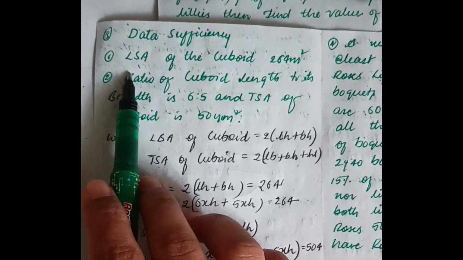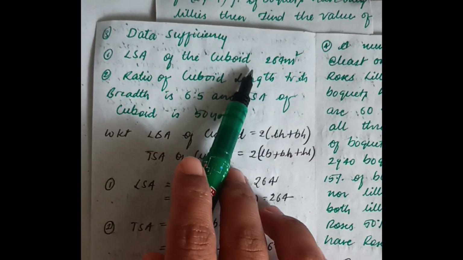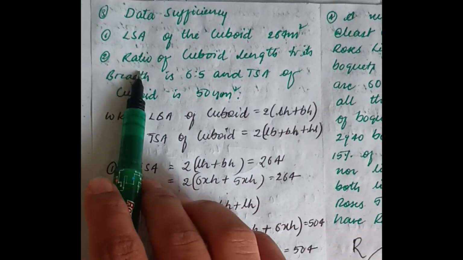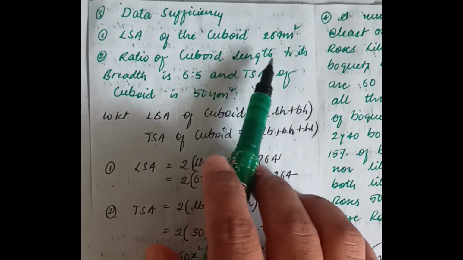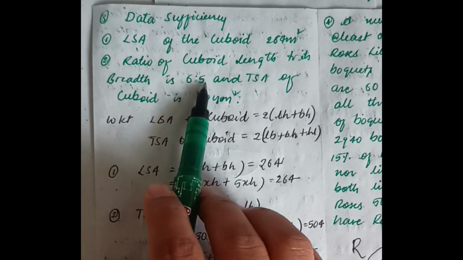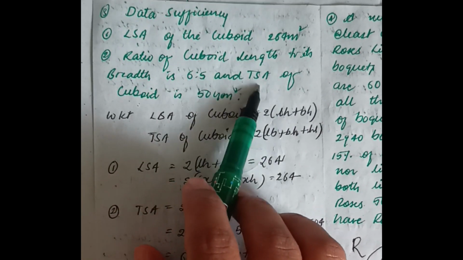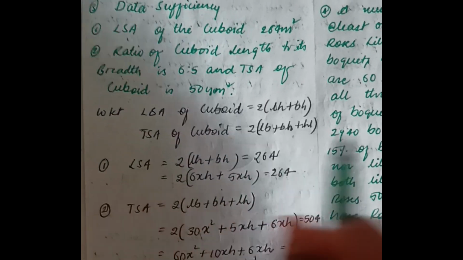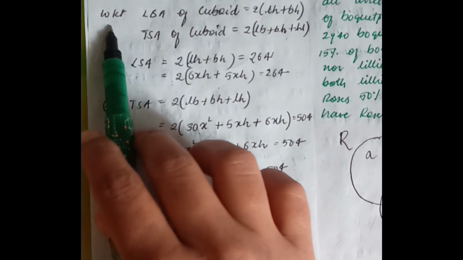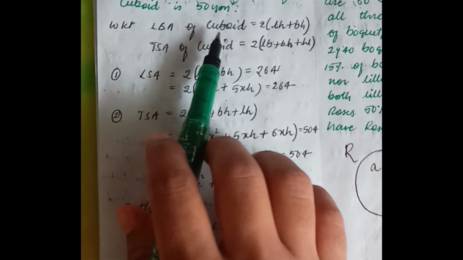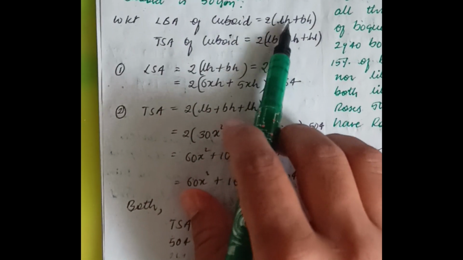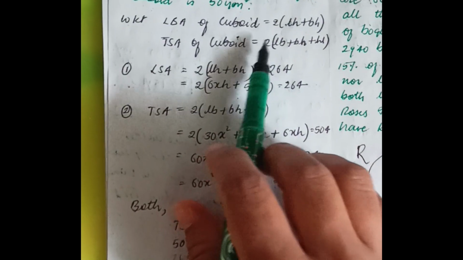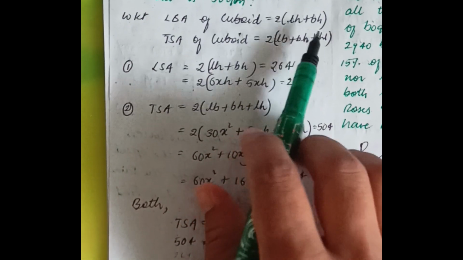First statement, the lateral surface area of the cuboid is 264 meters square. Next one, ratio of cuboid length to its breadth is 6:5, and total surface area of the cuboid is 504 meters square. So in this question, we know that the lateral surface area of the cuboid is 2(L plus B)H, and the total surface area of the cuboid is 2(LB plus BH plus HL).